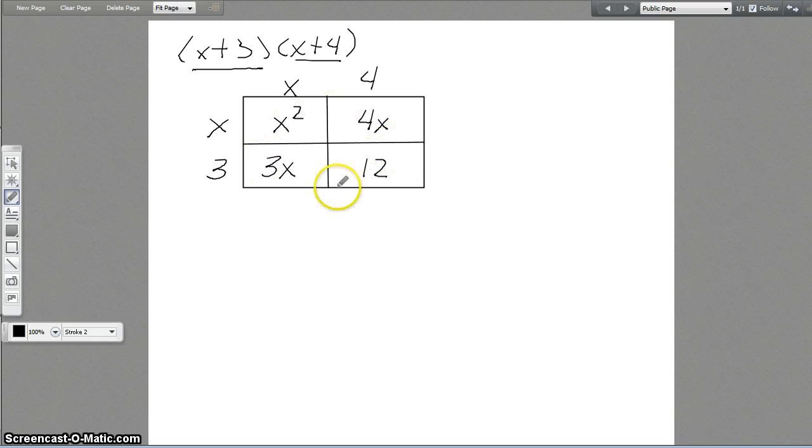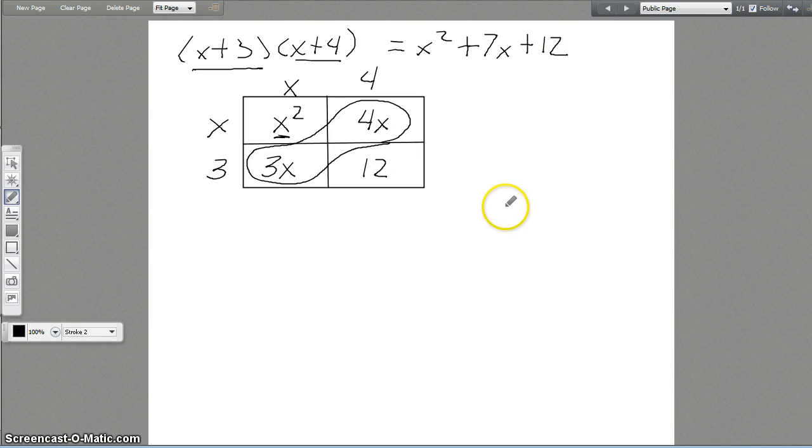So we can add everything that's inside of this box together, and that will be our answer. So we have x squared, that's our first box here, and then 4x and 3x can be added together because they're both telling us how many x's we have. We had 4 and then we got 3 more, so we have 7 x's. And then we also have a constant 12. So that is one way of working out x plus 3 times x plus 4.